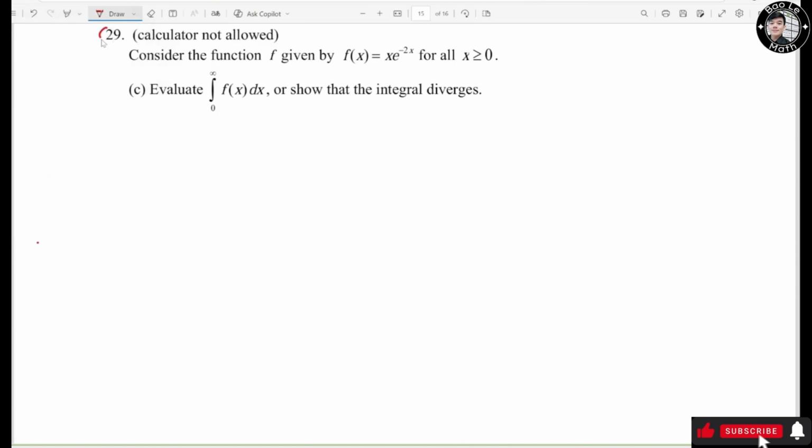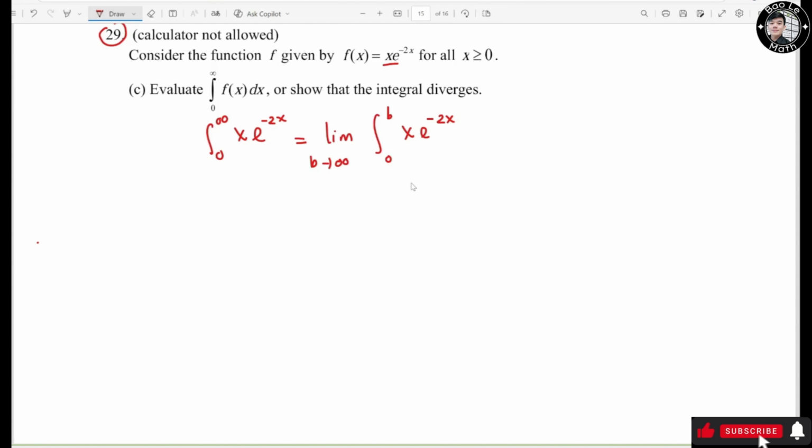Now let's move on to question 29. Consider the function f given by this guy. Evaluate the integral from 0 to infinity of this function. The integral from 0 to infinity of s times e to the -2s. Limit, when b approaches infinity, of the integral from 0 to b of s e to the -2s, right?